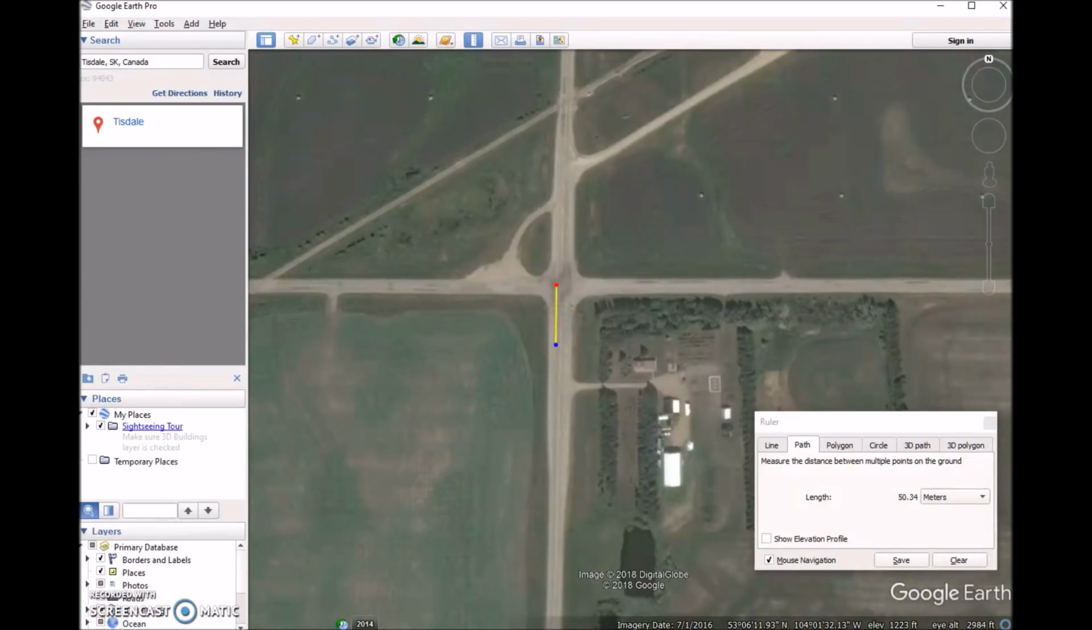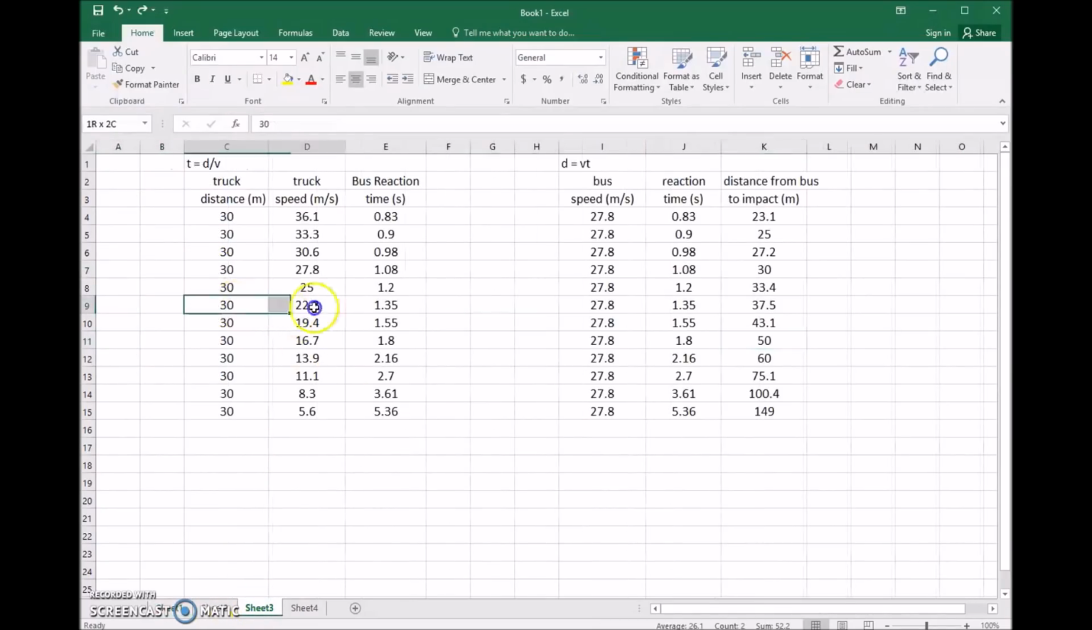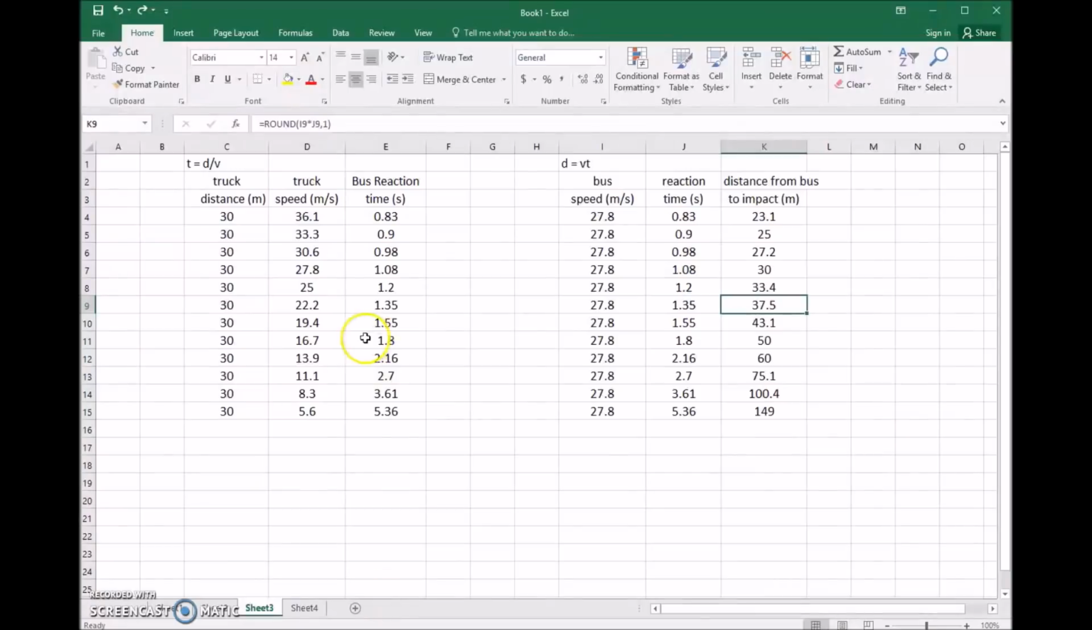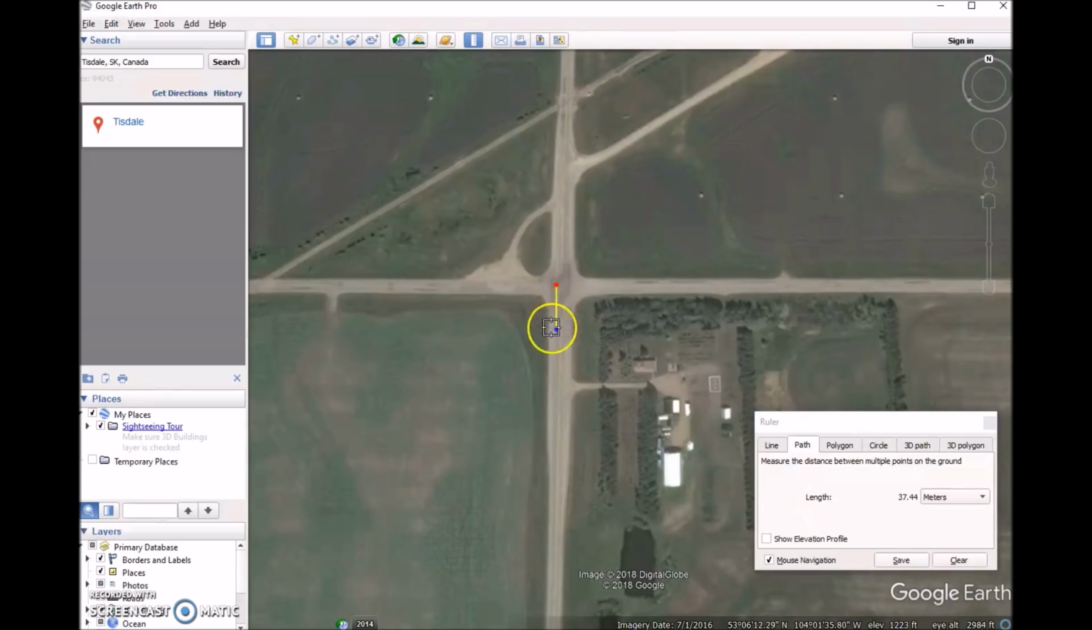Gets worse if the truck is going faster. Let's just assume the truck is going 80 kilometers per hour. So 22.2 meters per second. That only gives the bus 1.35 seconds to react. And if it's going the speed limit, 100 kilometers per hour, and has 1.35 seconds to react, it's only 37.5 meters away from the point of impact. 37.5. That's the impact for 1.35 seconds, long enough to say, whoa, step on the brake, and then the point of impact right there.